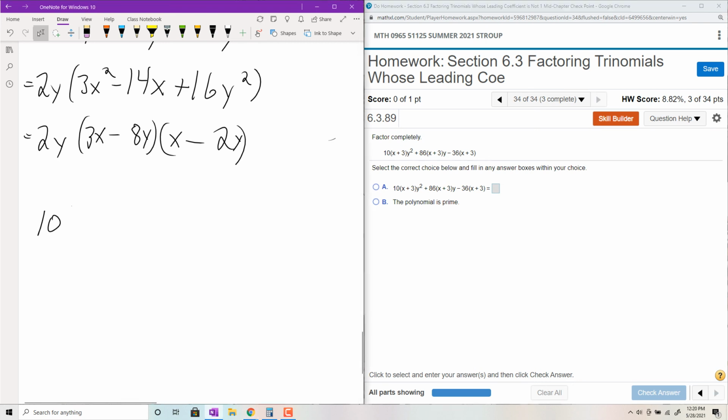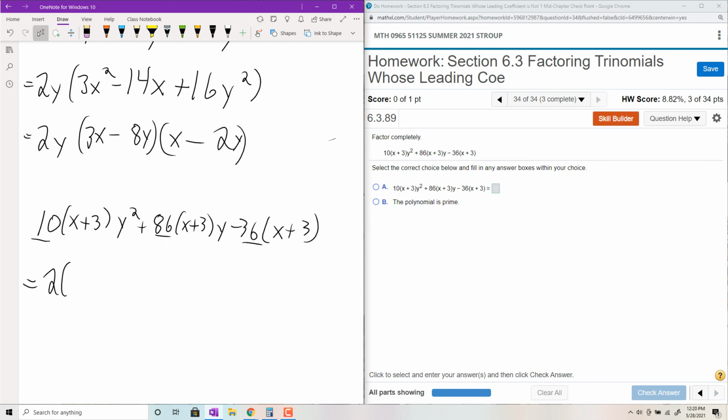Okay, so this one has a binomial on top of everything you can factor out. Looks like we can factor out a constant as well. Okay, so I can factor out an x plus 3, but not only that, all 3 of these are divisible by 2. So I can factor out a 2 times x plus 3. That's going to leave me with 5y squared plus 43y minus 18. And I just have to factor that monster.